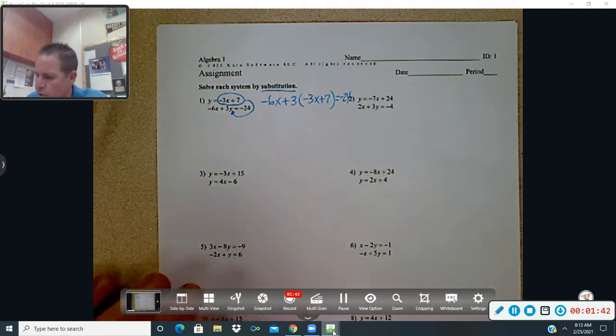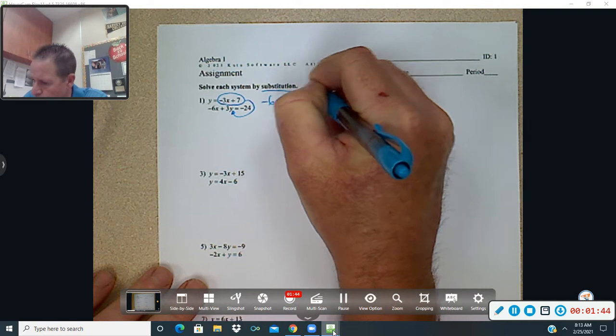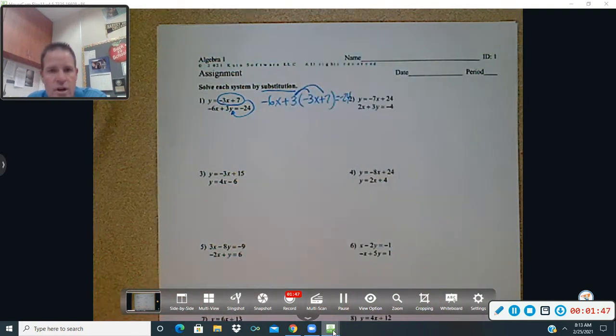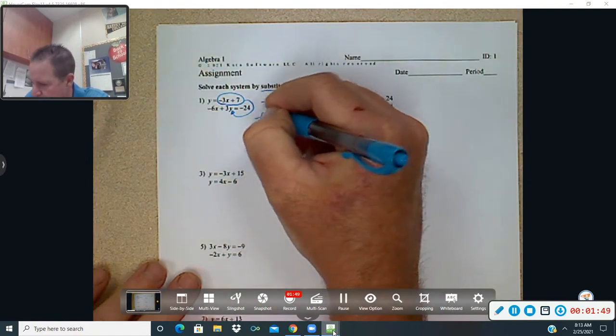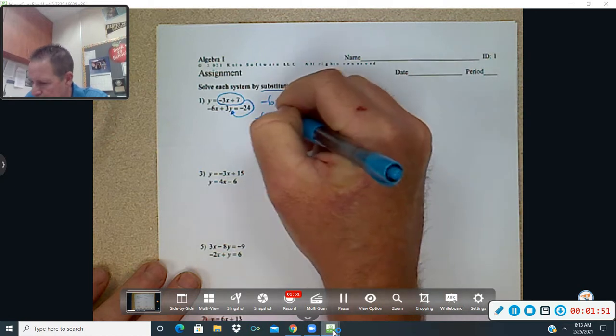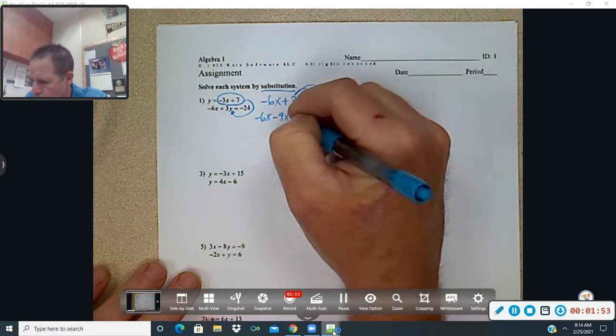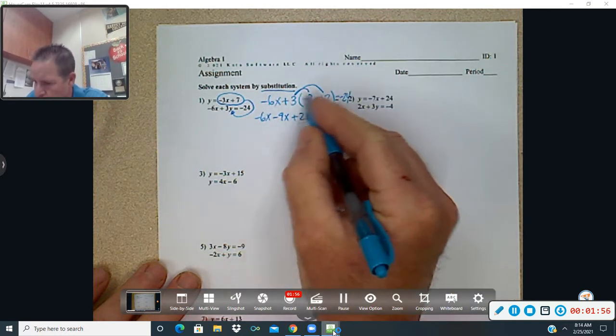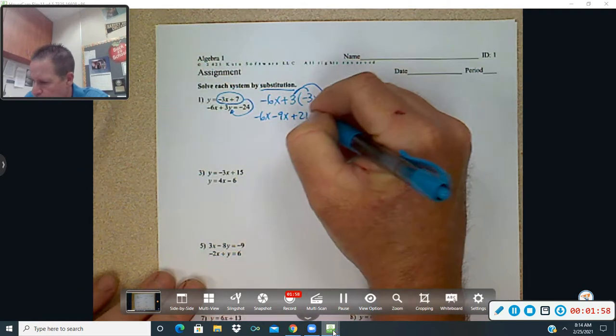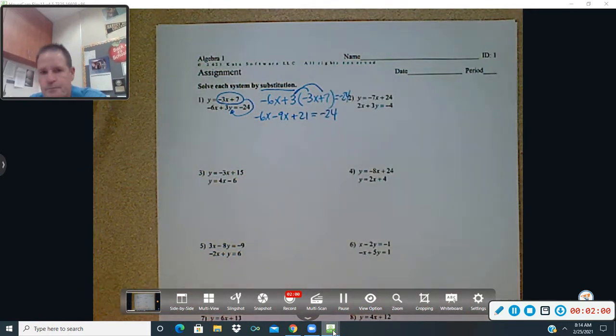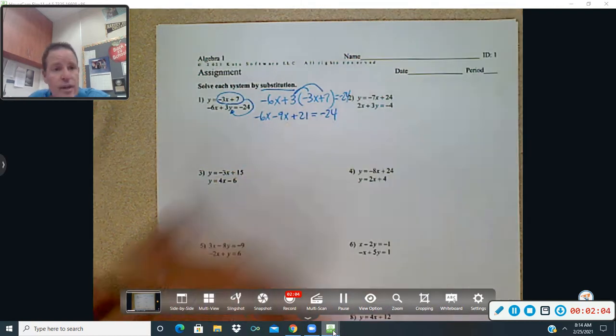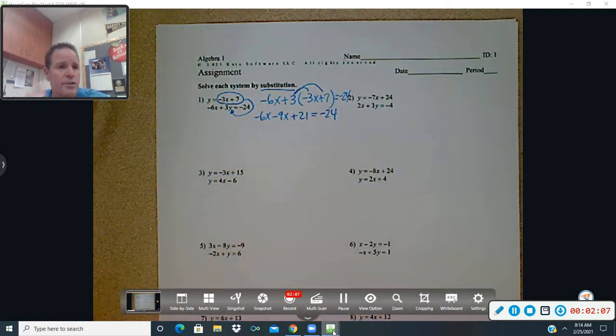All right, so now you're going to distribute your 3 to both parts, because you've got to solve for x now. So you're going to have negative 6x minus 9x plus 21, we're just distributing the 3 to both parts, equals negative 24. Okay. Now we'll combine like terms. You got to do that whole don't call after midnight thing, right? Distribute, combine like terms, add and subtract, multiply, divide. That's your order for solving equations.